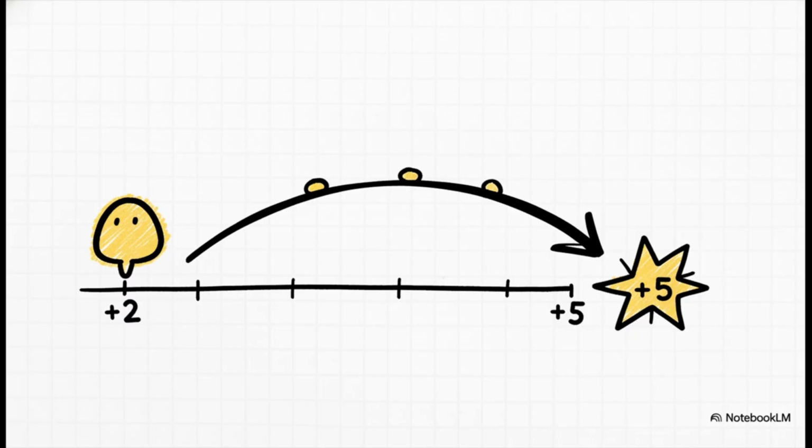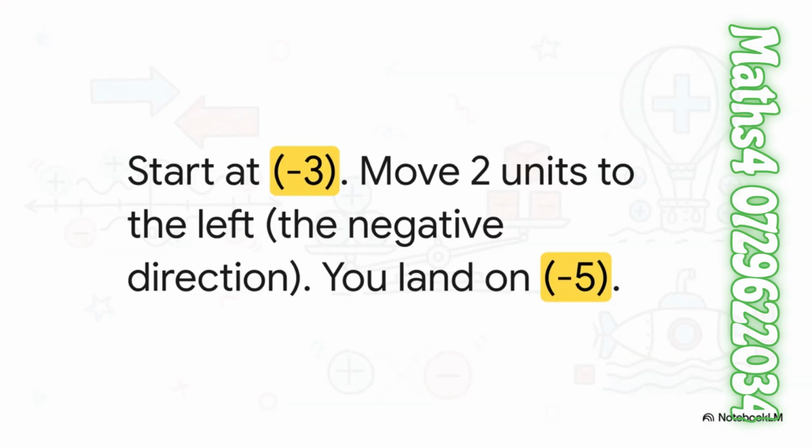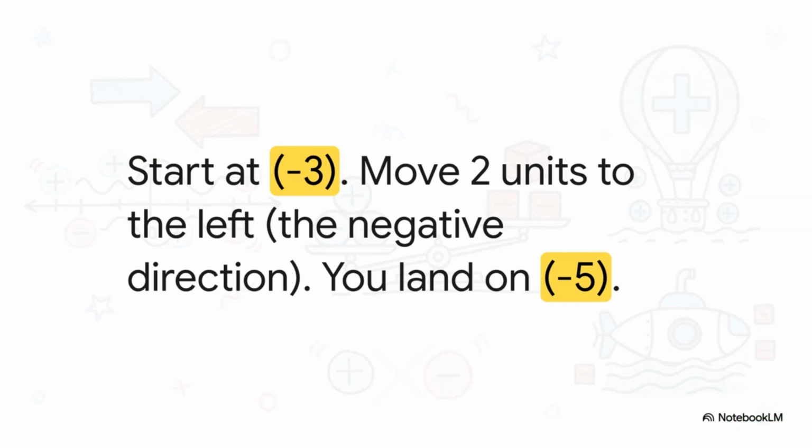So let's see this in action. We start at +2, we're adding a +3, so we just take 3 steps to the right, and boom, we land on +5. Simple enough. But what about adding 2 negatives together? No problem. We start at -3. This time, we're adding a -2. So that means we move 2 units in the negative direction, which is to the left. 2 steps to the left from -3. And that puts us squarely on -5. See? The exact same logic works every time.